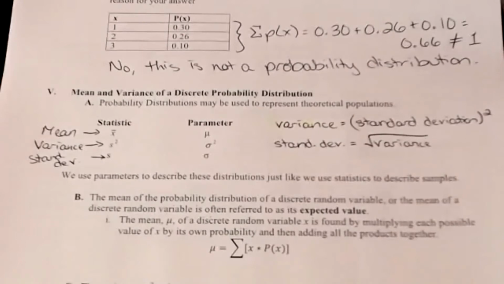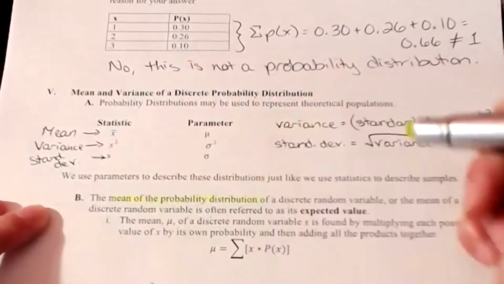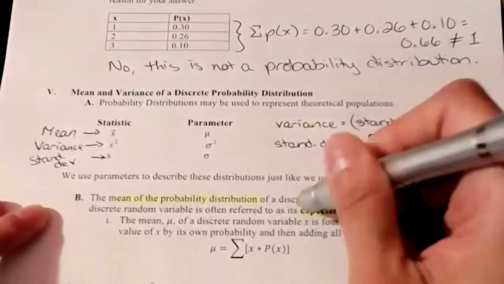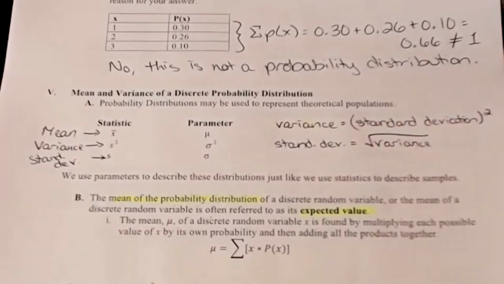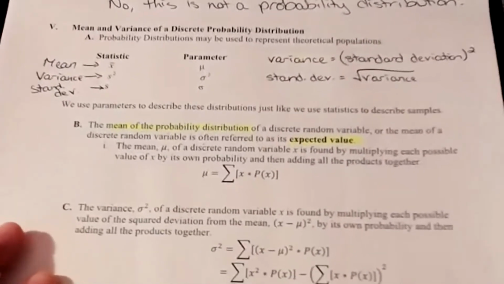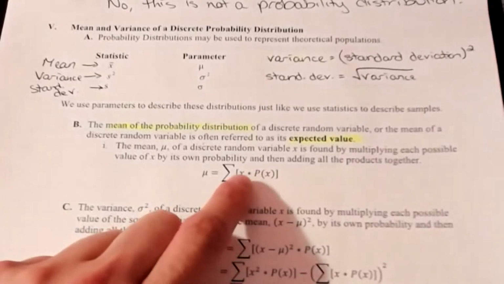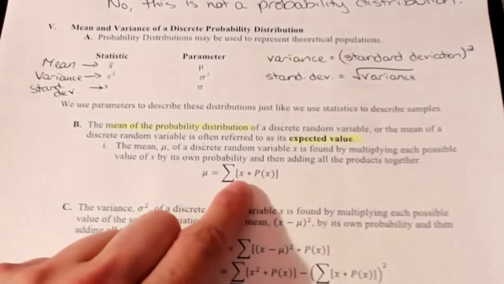Okay, the mean of the probability distribution of a discrete random variable, or the mean of a discrete random variable, is often referred to as its expected value. So the mean of the probability distribution is sometimes referred to as the expected value. The expected value is found quite simply by taking the actual random variable itself and then multiplying it by its probability. You do that for each random variable, right? Because you have a bunch of random variables.